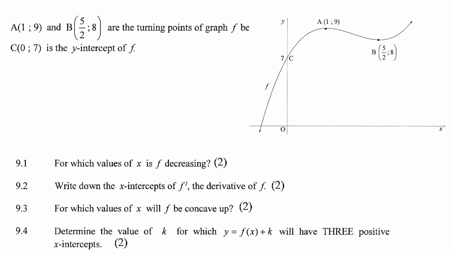A and B are the turning points on the graph, and C is the y-intercept. First question, for which value of x is the graph decreasing? You can actually just see that on the graph.